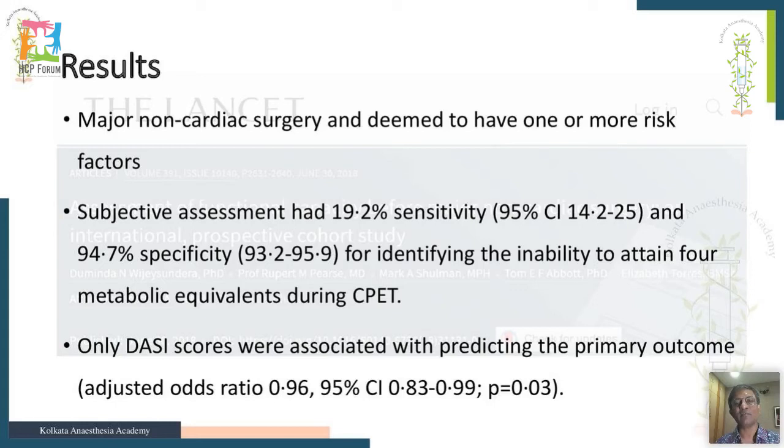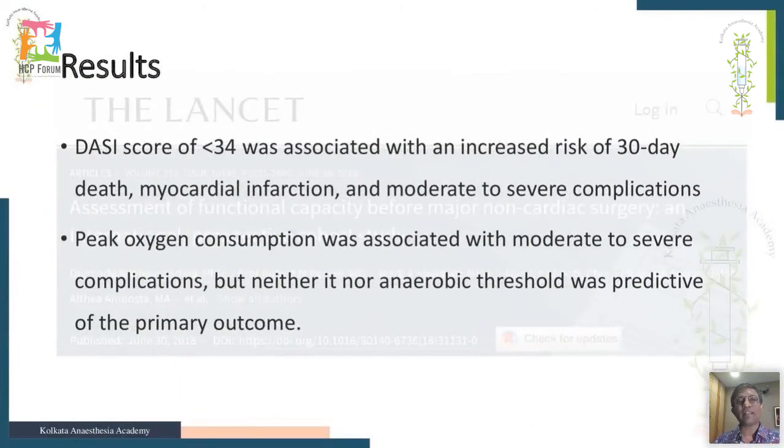However, the DASI scores were associated with a much higher sensitivity in predicting the primary outcome. And you can see that it is with the CI of 0.83, so it is less than 1. And they found that if there was a DASI score of less than 34, then these patients were definitely associated with an increased risk of 30-day death, MI, and moderate to severe complications.